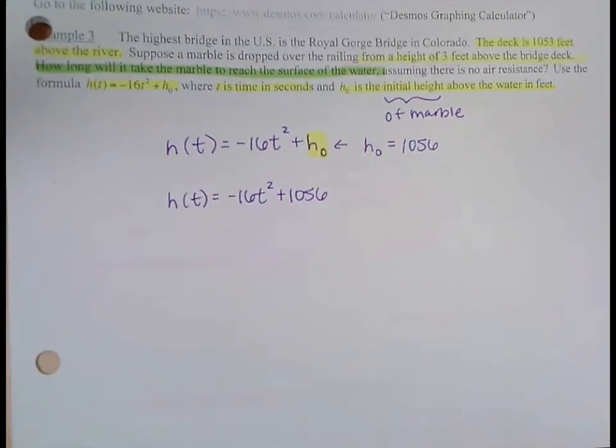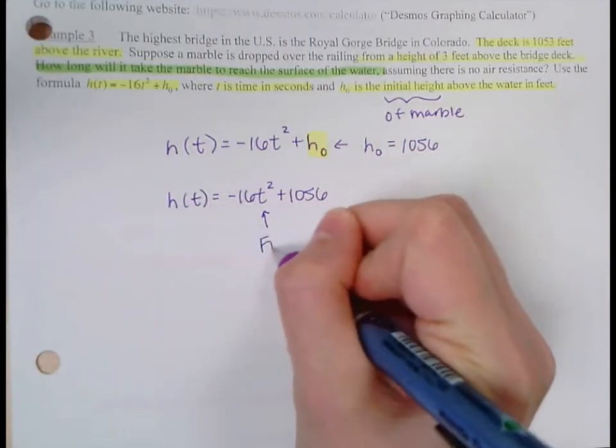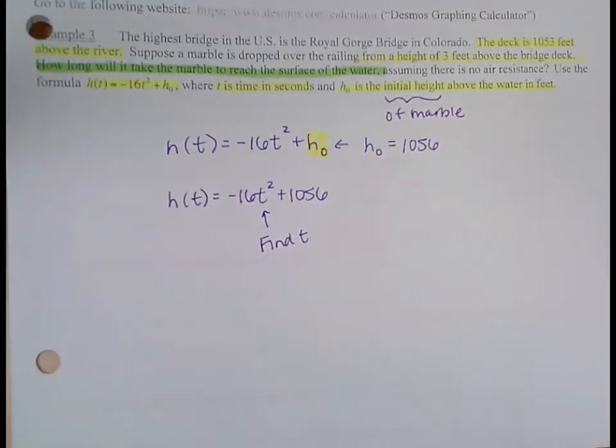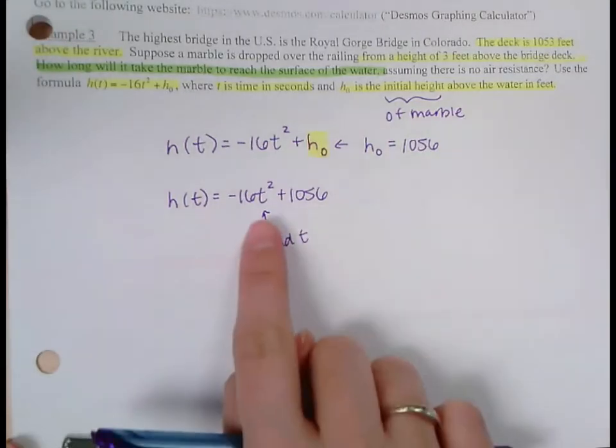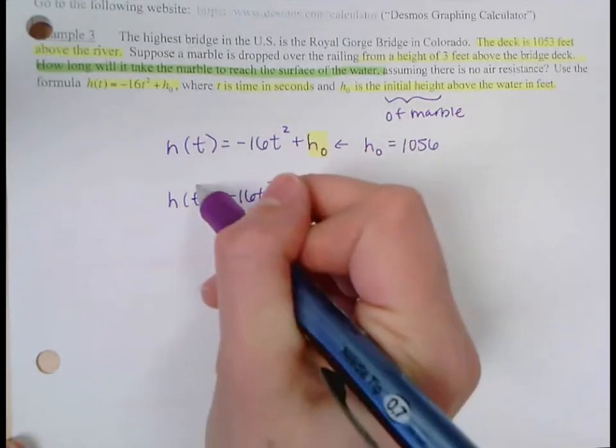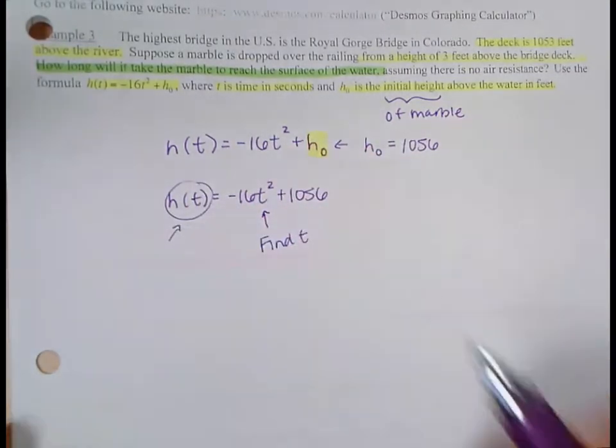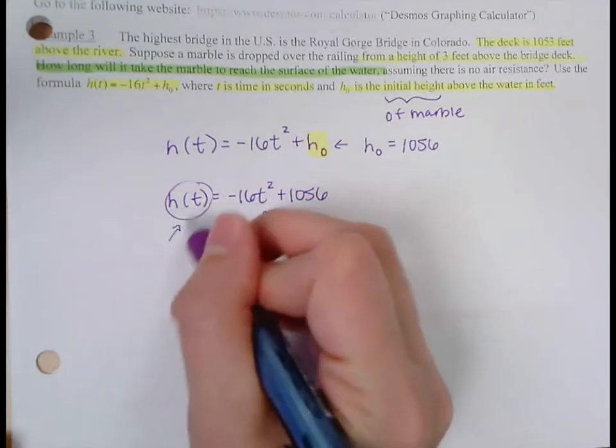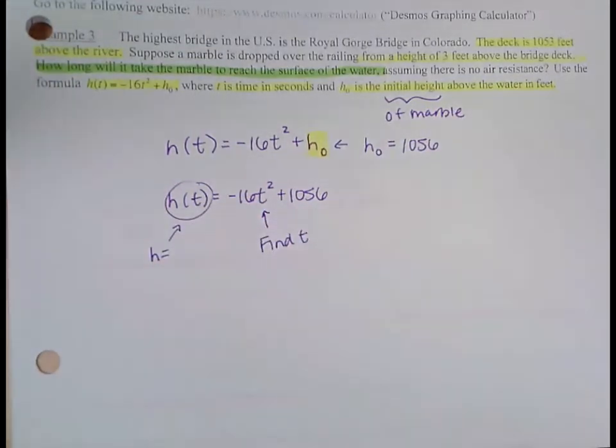The question is, how long will it take? So I am trying to find an amount of time. So I'm just going to make a note to myself. I'm trying to find t. How long will it take the marble to reach the surface of the water? So if I'm trying to find t, that means I'm substituting some value in for h of t. H of t is really h. It's representing the height overall, not the initial height, but the height.